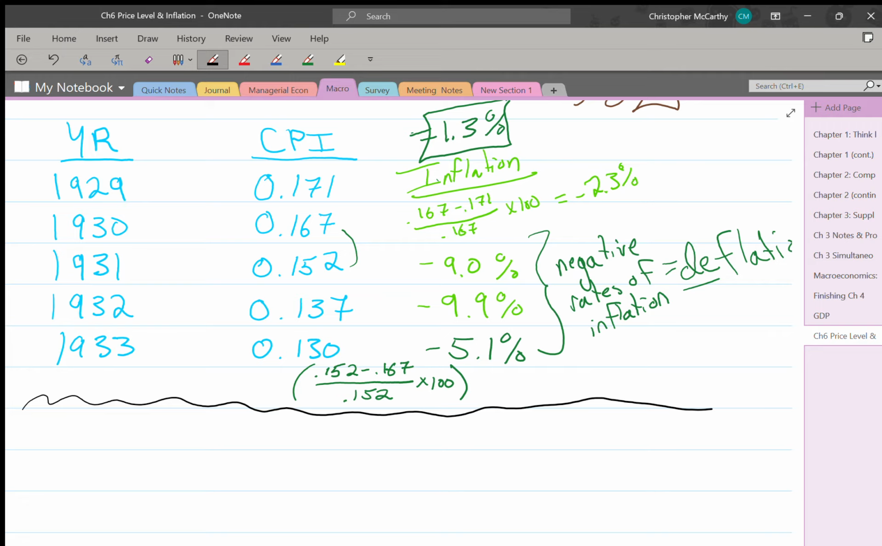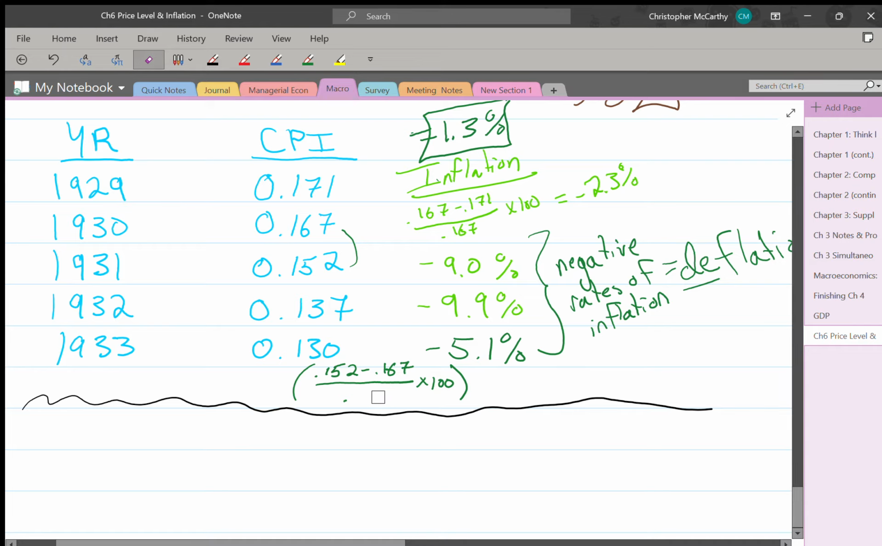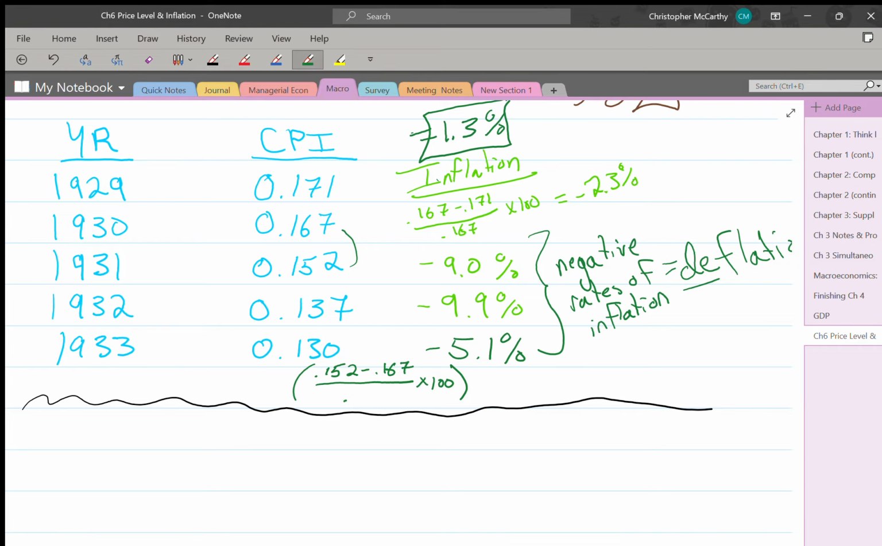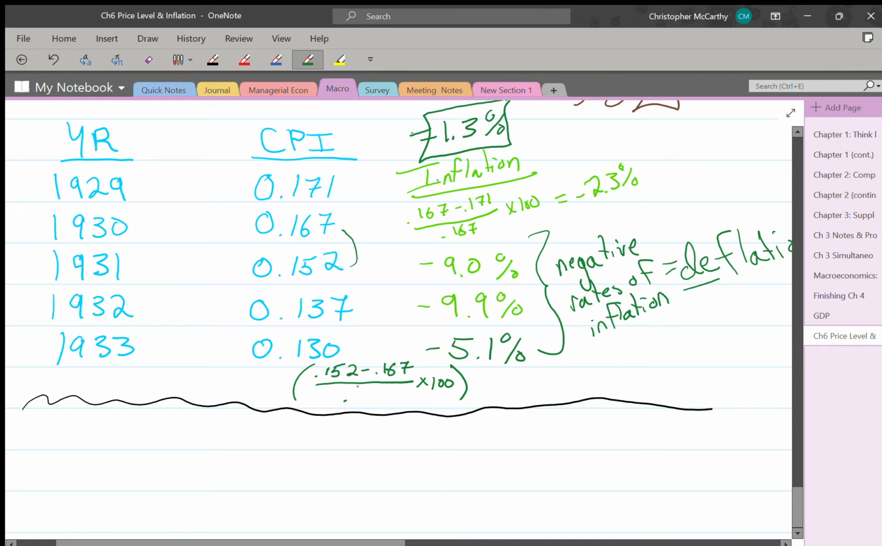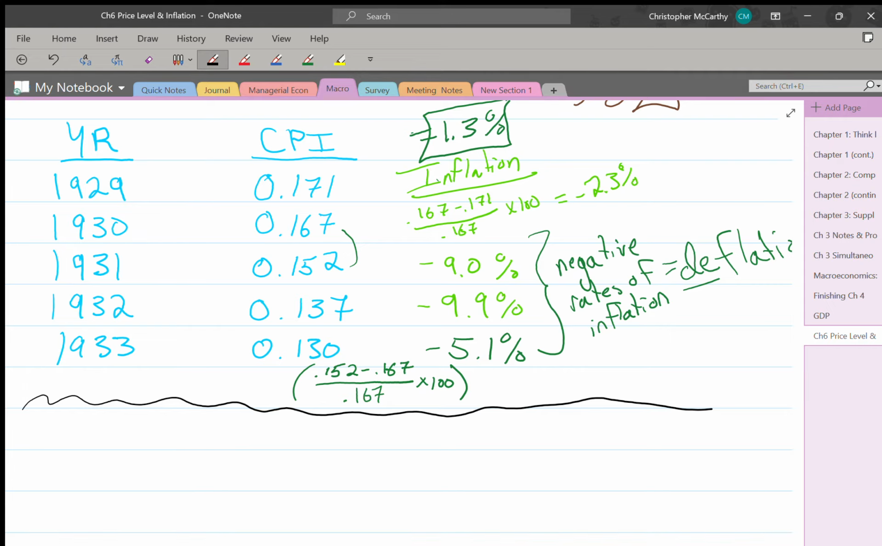What's up? I'm just wondering, why did you divide it by 0.152 instead of 0.167? Oh, you're right. Absolutely. Yes, it should be 0.167. Thank you. I just got confused because it's larger, or because it's backwards. Thank you so much. Yep, very good.